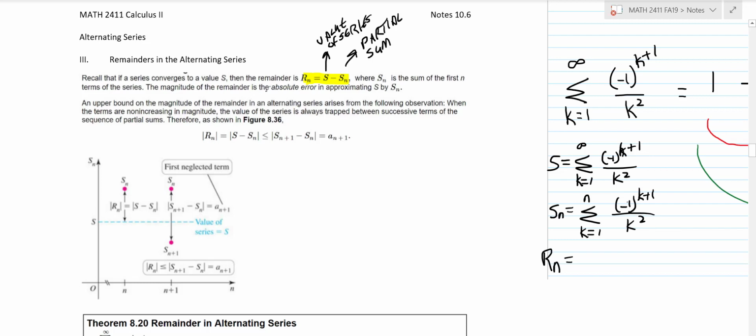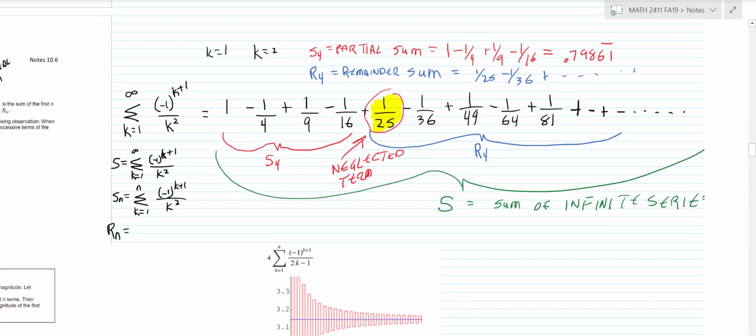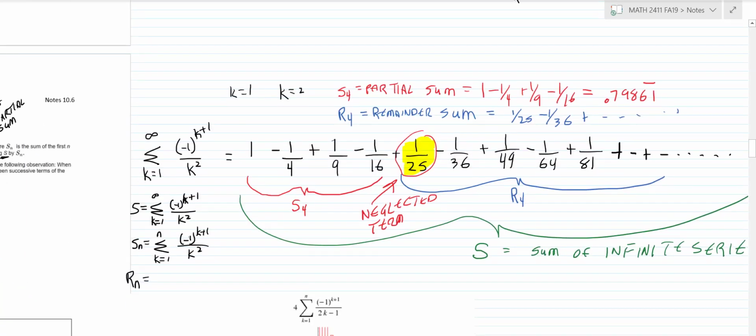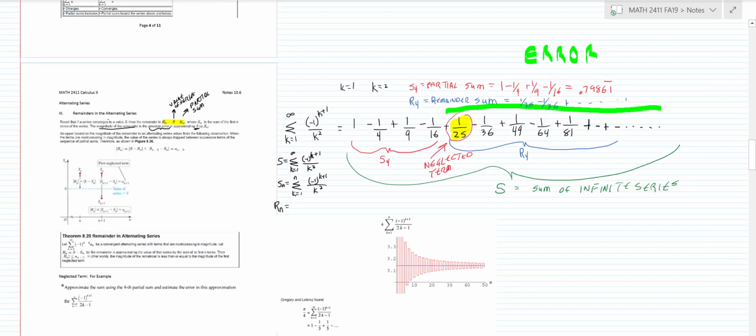So what you get in this particular statement here, the magnitude of the remainder is basically just the error in approximating the sum of the series. So if you look at what I kind of have over here, this part right here, what's left over, that's really what the error is. All right, so that would be the error. That if you approximate the series by the first 4 terms, then what's left over would be the error. Okay, so that's what that is saying.